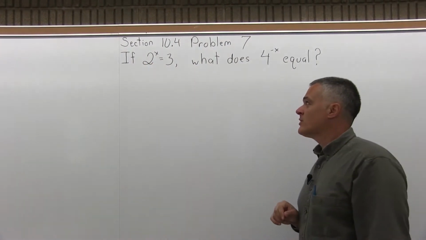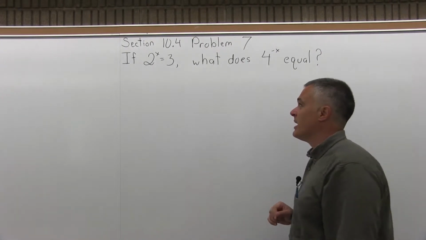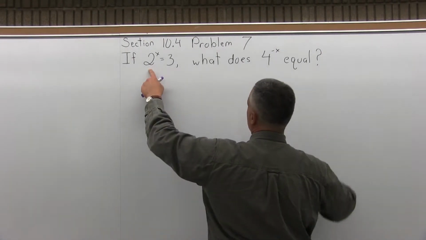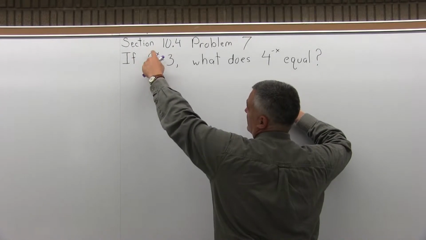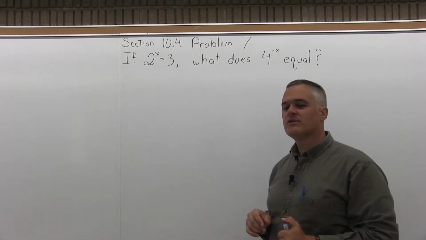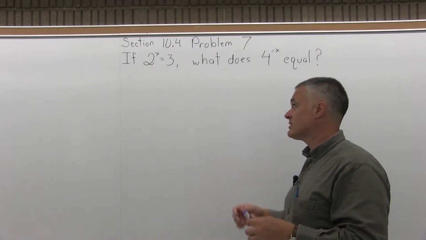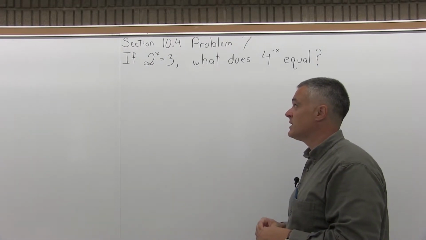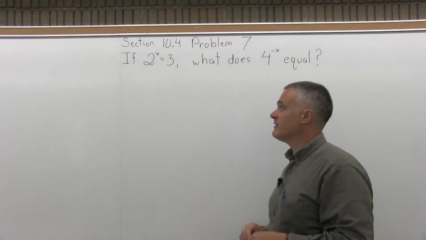But it doesn't work out quite as easily as you might think, because you might think, well, square the 2. But if you do both sides to the second power, it's really 2 to the 2x. So you kind of hit a dead end if you start with that. That was the trick to the previous problem, number 6, but it doesn't seem to work for number 7.